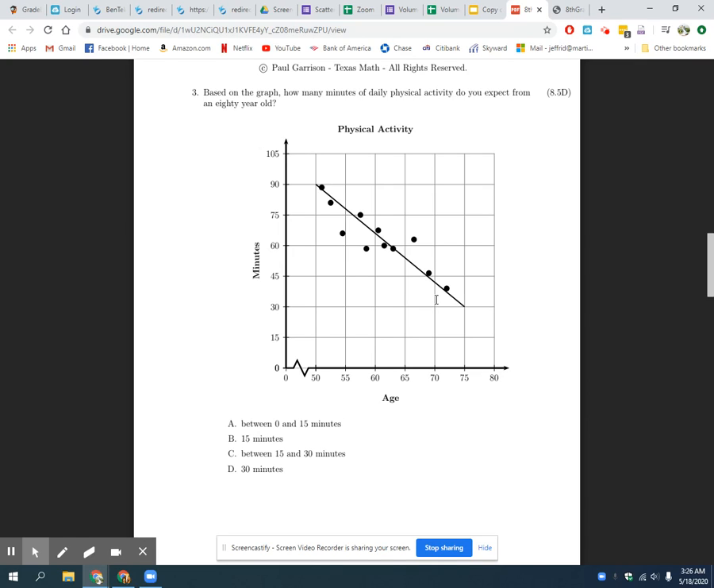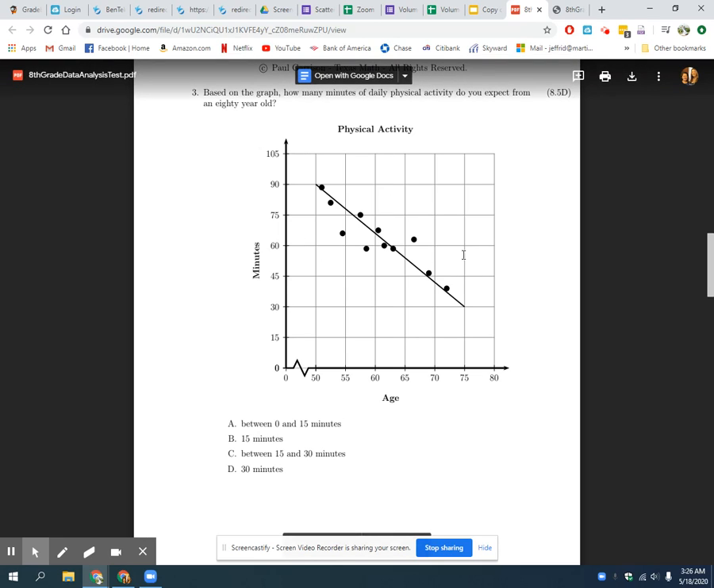And also, just going over our vocabulary we talked about today, these dots here definitely form a cluster and they are pretty close to our trend line. So that is a strong association. I would say there's no outliers really here.